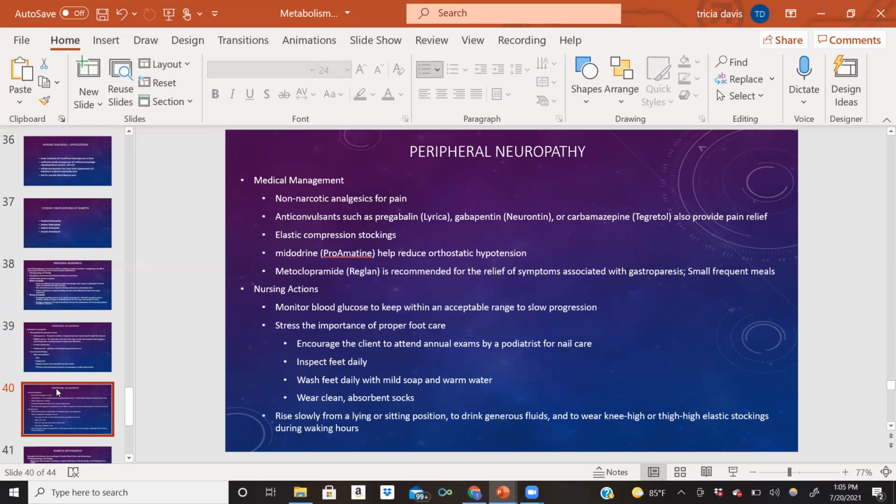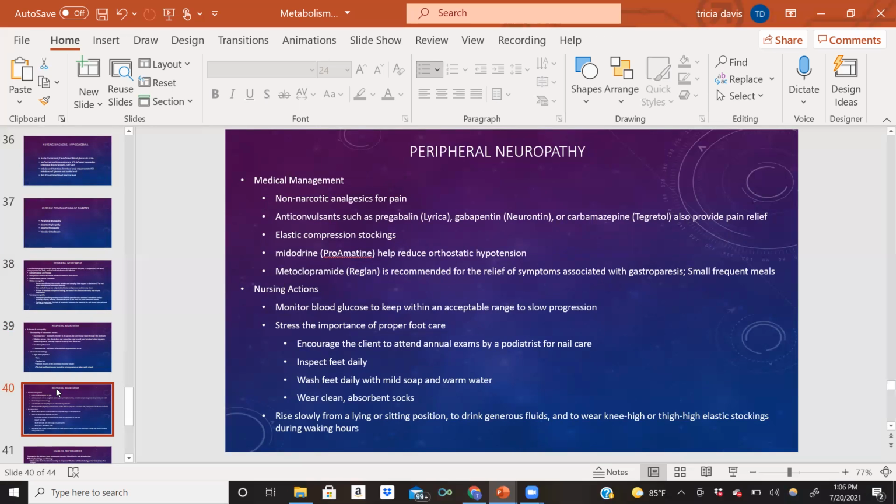All right, so we want to administer non-narcotic analgesics to help the patient with their pain. You want to give anticonvulsants such as Lyrica, gabapentin, also known as Neurontin, Tegretol. These provide pain relief for the nerve pain. So it's going to help with the pain in their legs, the numbness, the tingling that they feel. That all comes from nerve pain. So anticonvulsants, we give these obviously to control seizures, but these are also medications that work to control nerve pain.